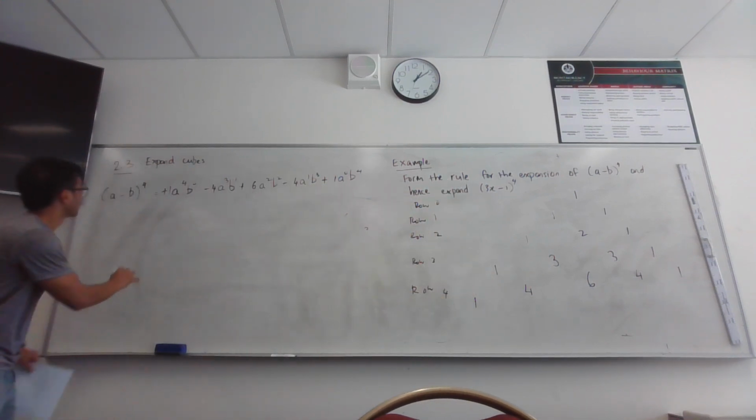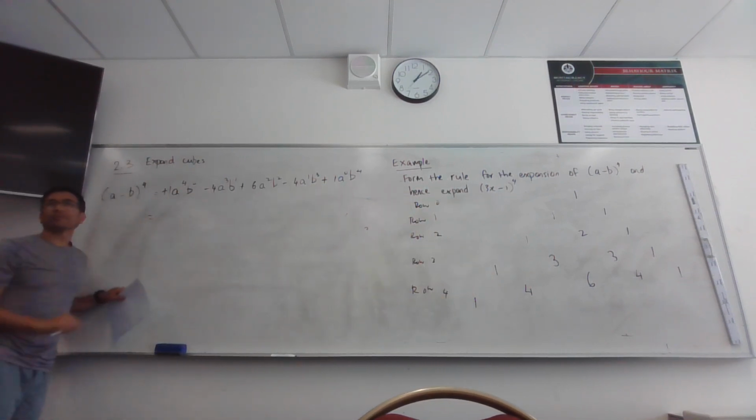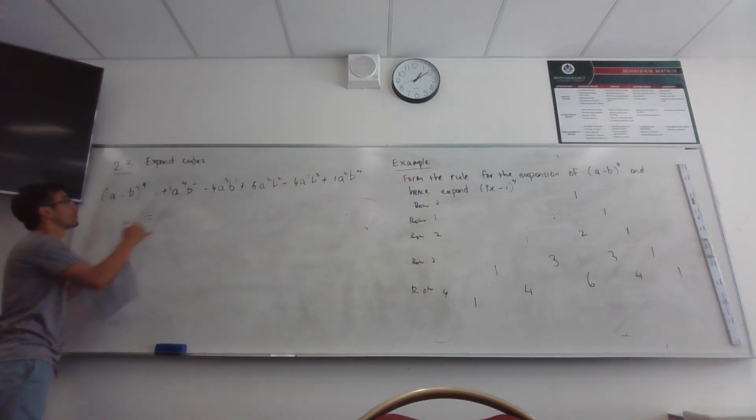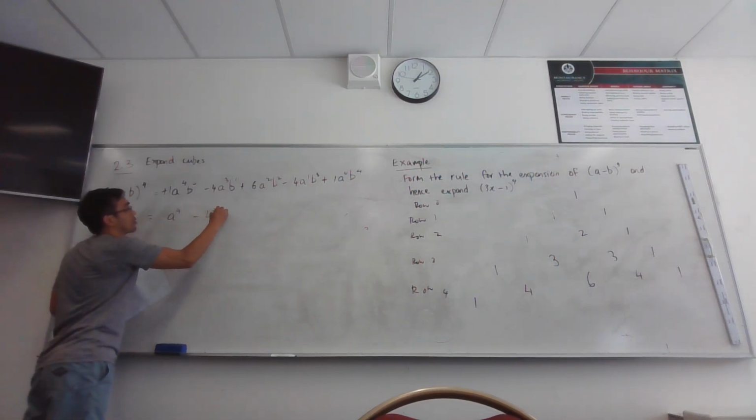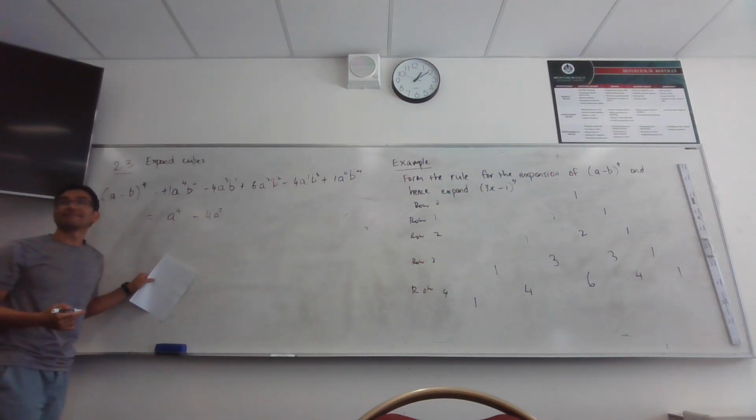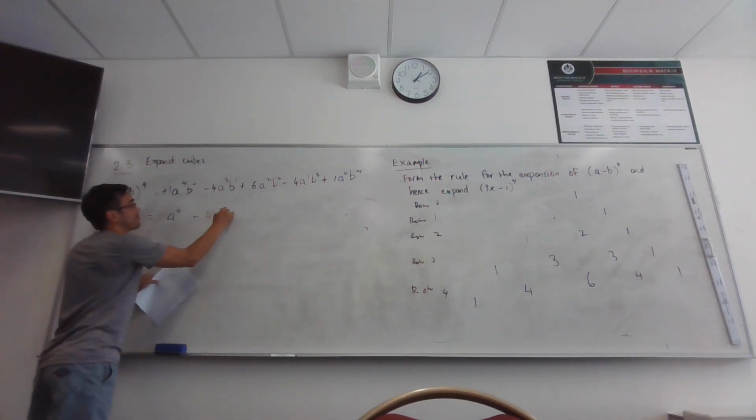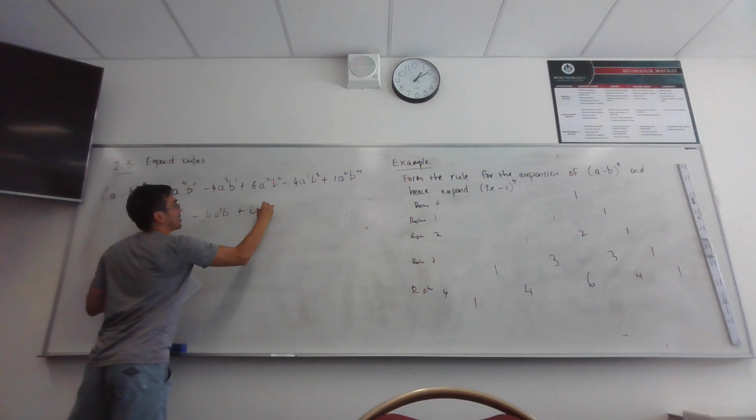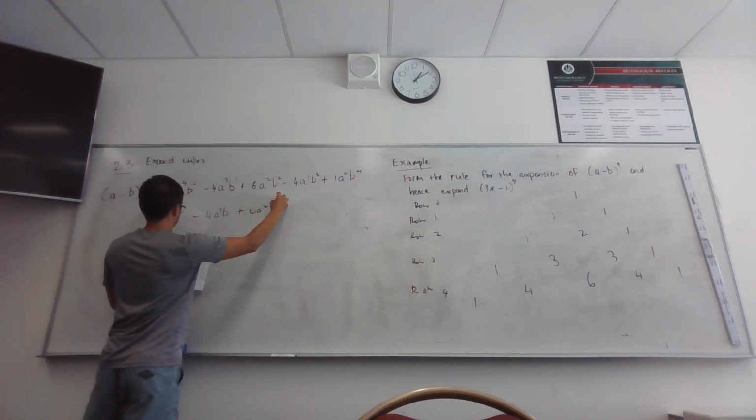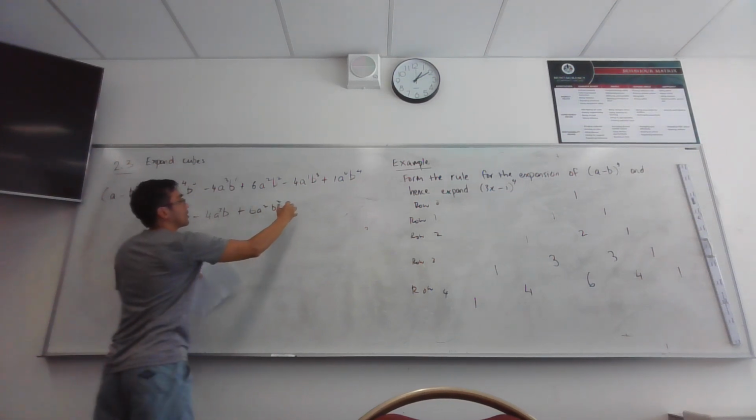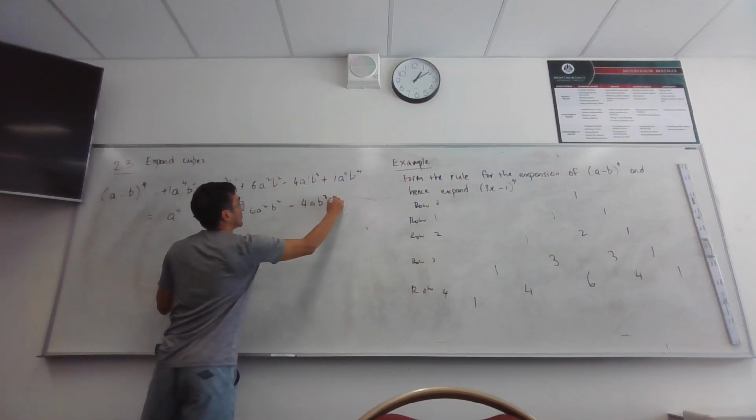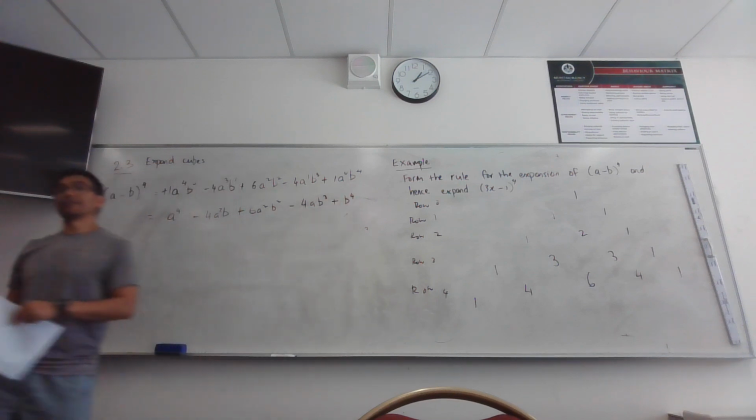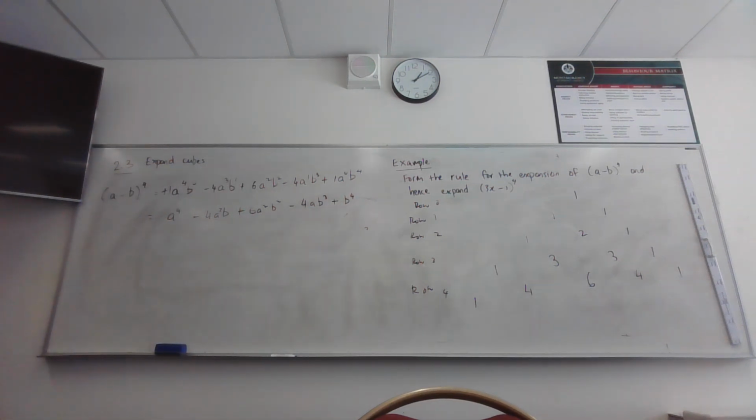Okay. Now, b, what's b to the power of 0? 1. So it just disappears. What's b to the power of 1? B. Okay, I'm just going to clean it up. Are we all good with that so far? Yeah. Okay.